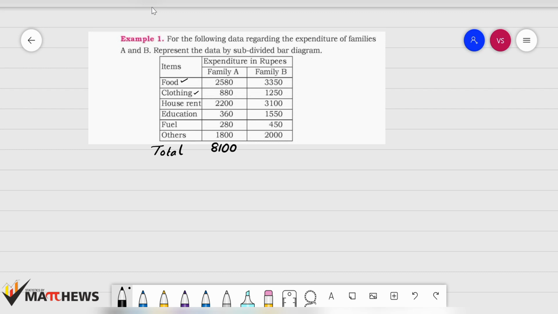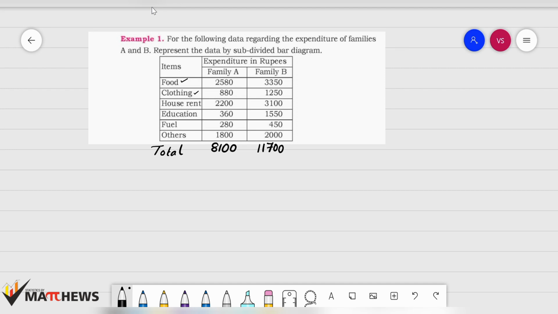Likewise, 3,350 plus 1,250 will be somewhere around 4,600, plus 3,100 will be 7,700, plus 1,550 will be 9,250, plus 450 will be 9,700. Okay, plus 2,000, if you take it, it will be 11,700. The total expenditure for family B is how much?